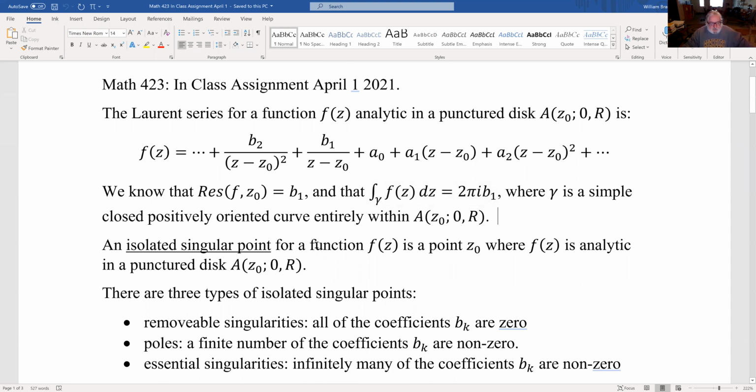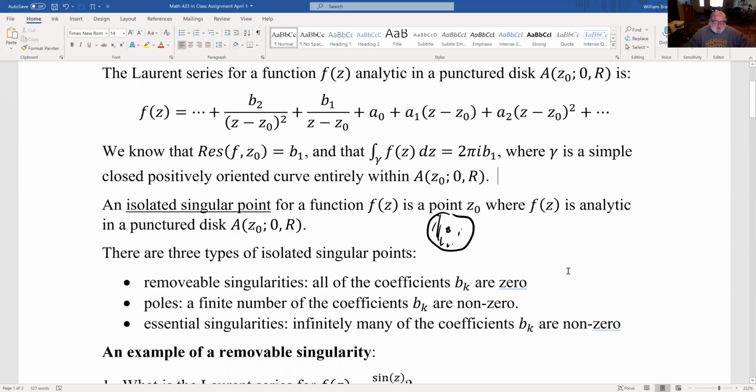An isolated singular point for a function is a point z0 where f of z is analytic in the punctured disk. So an isolated singular point, basically when you're dividing by 0, is the classic example, right? I have a punctured disk. The function is analytic everywhere but there. And there are 3 types of isolated singular points.